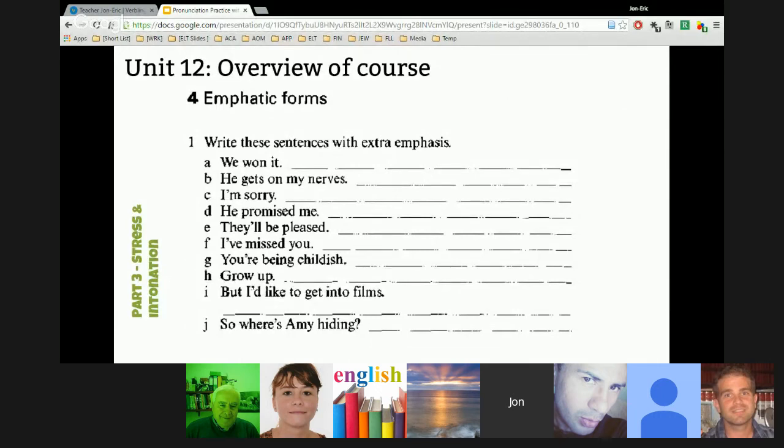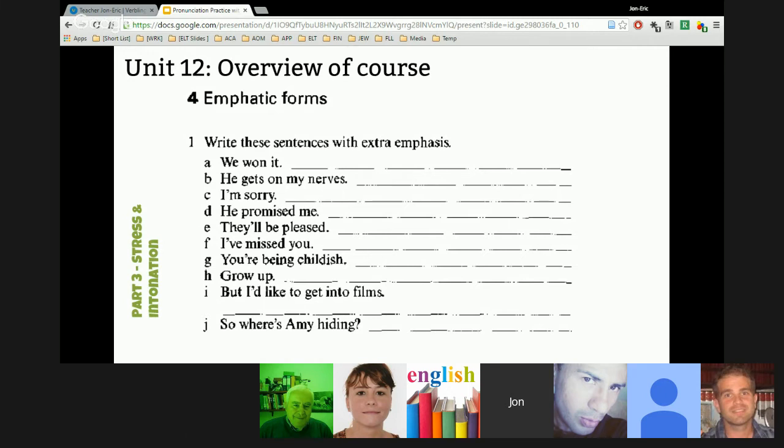To add emphasis, we must say will. In normal speech, you don't need to say it. Normal: they'll be pleased. Emphatic: they will be pleased. When you want to assert or add emphasis. They will be pleased.